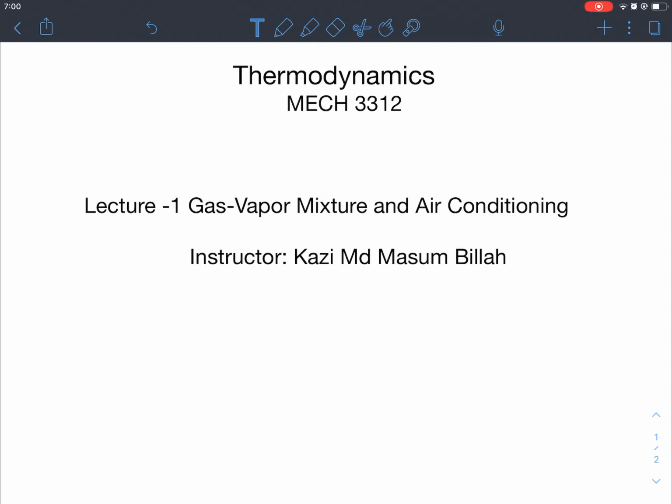Today we are going to talk about basic definitions of all the air properties, and then eventually we'll start talking about the air conditioning system. So let's start with the gas vapor mixture. What is the meaning of the gas vapor mixture?